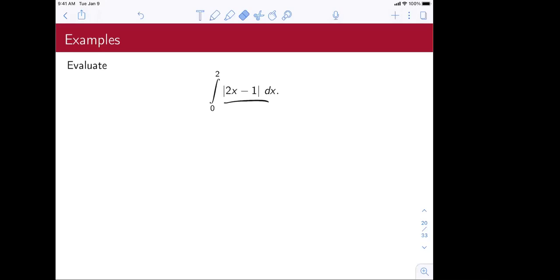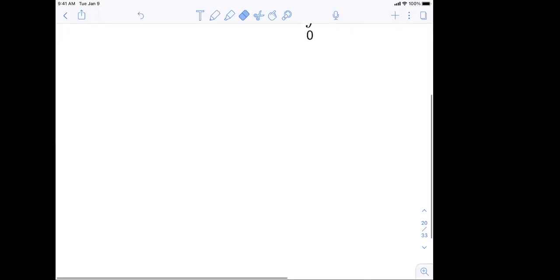So let's get a sketch. The fundamental theorem of calculus kind of lets us bypass sketching things most of the time. But here, I need to look a little closer because I don't know an antiderivative of the absolute value of 2x minus 1. Okay, so let's look at the absolute value of 2x minus 1. Let's sketch that.